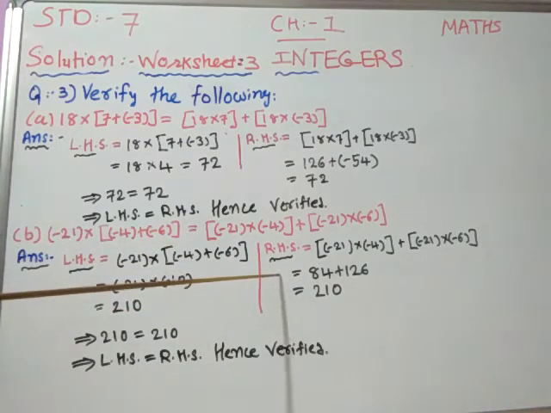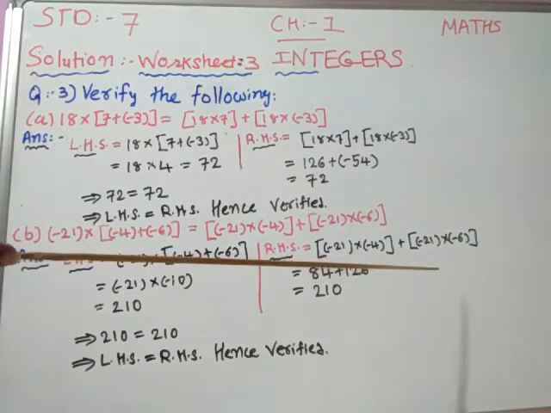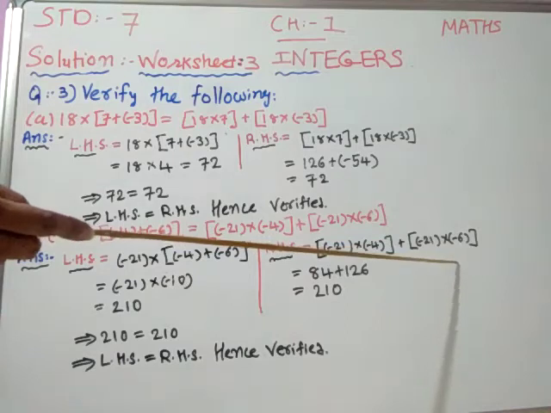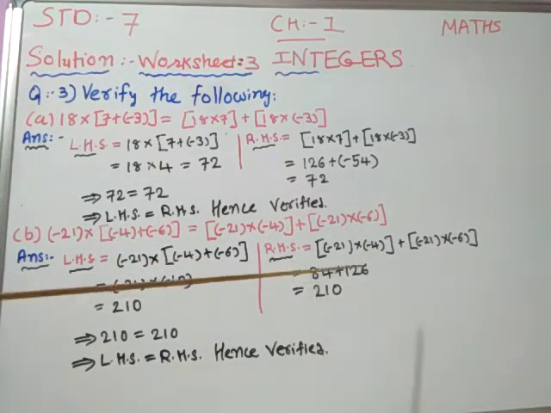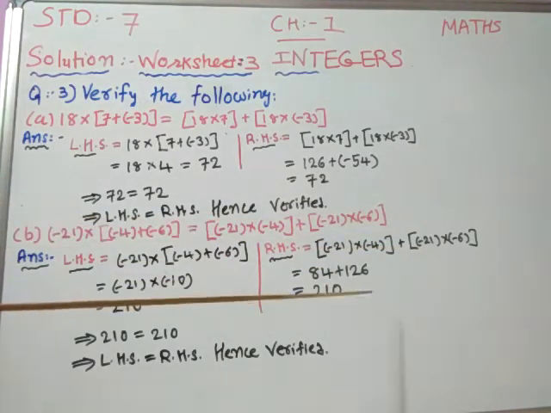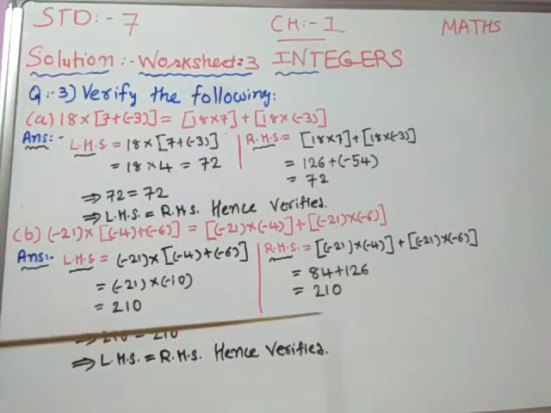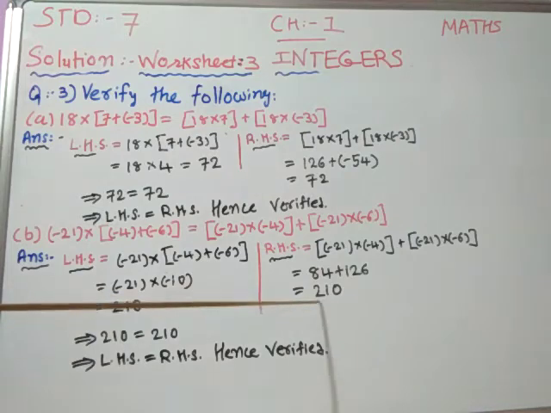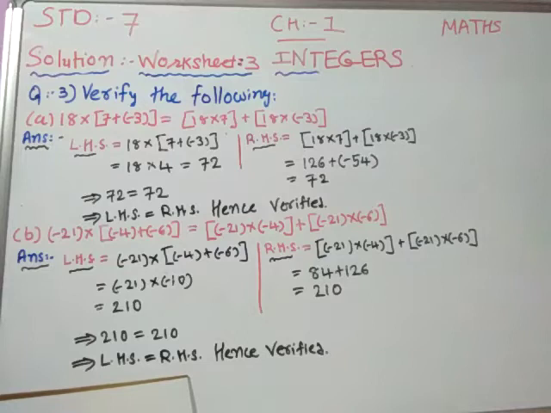Now let's take the right hand side. Minus 21 multiply minus 4 plus minus 21 multiply minus 6. Minus 21 multiply minus 4 is equal to 84 and minus 21 multiply minus 6 is equal to 126. Now 84 plus 126 is equal to 210. Now check, the left hand side is 210, the right hand side is also 210. Hence left hand side is equal to right hand side, hence it's verified.